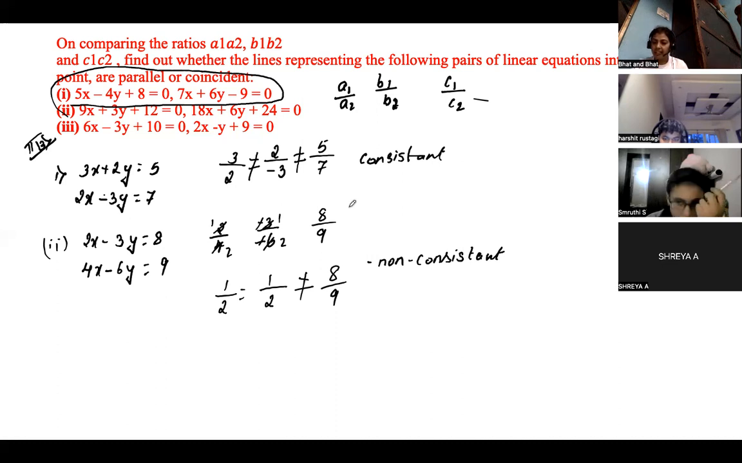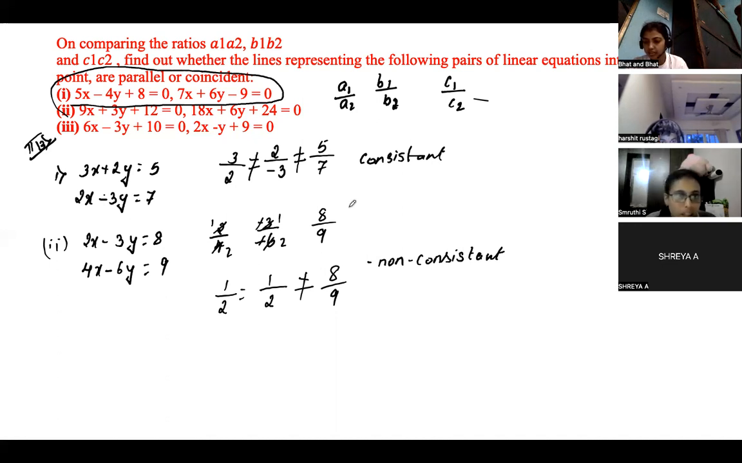Next. So there are 5 equations like this. Can you do the rest of them? The 3? Ma'am, I can directly say the answer. Ma'am, the third one, it is consistent because A1 by A2 is not equal to B1 by B2. Correct. So they are consistent.